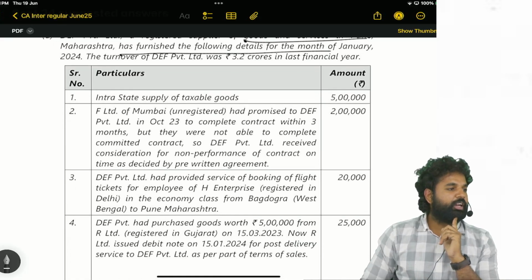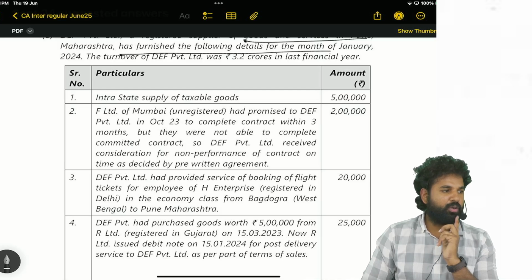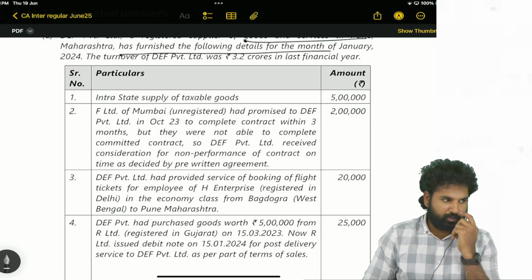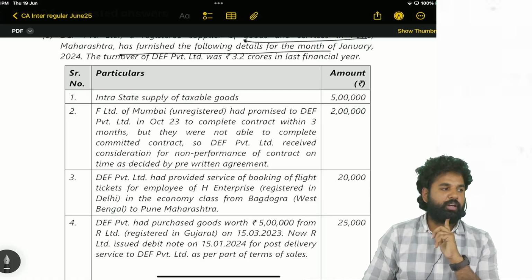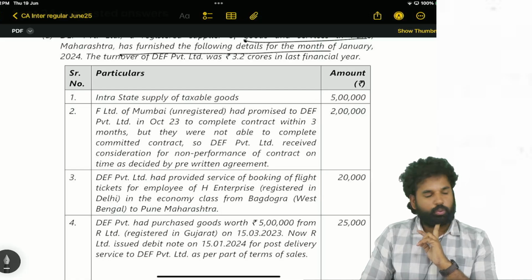Next, intrastate supply of goods. Okay, 5 lakhs. FT Limited of Mumbai, intrastate supply of goods, taxable goods 5 lakhs. FT Limited of Mumbai, unregistered, has promised to DEF Private Limited in October 23 to complete contract within 3 months, but they are not able to complete the committed contract. So DEF Private Limited received consideration for non-performance of the contract on time as decided by pre-written agreement, that is 2 lakhs.